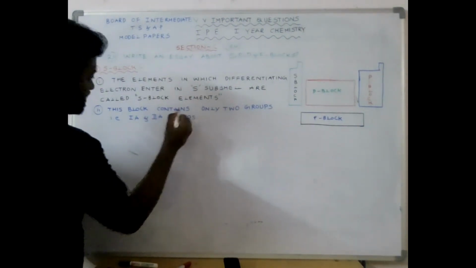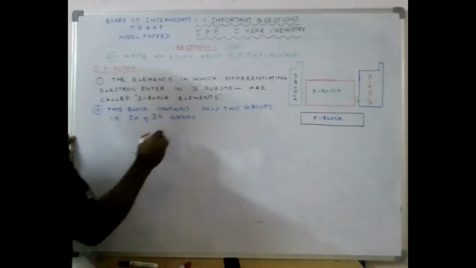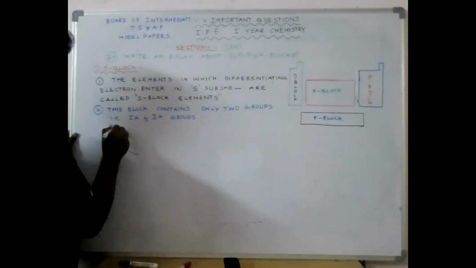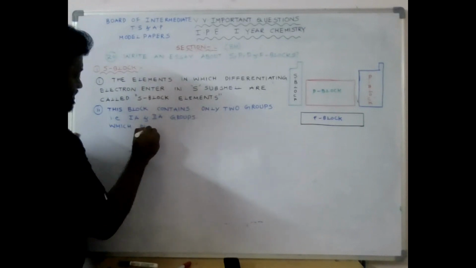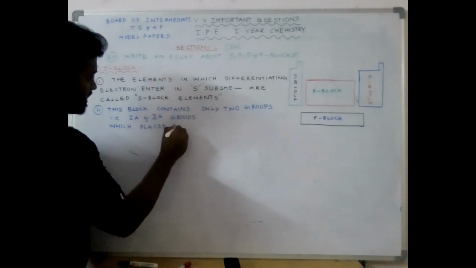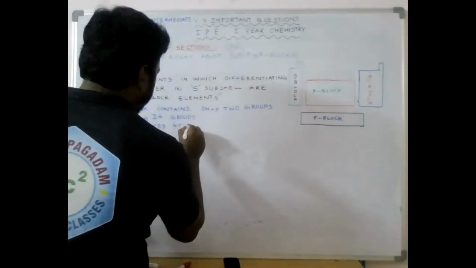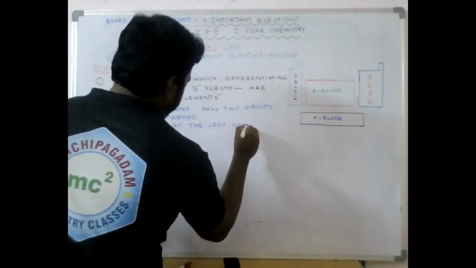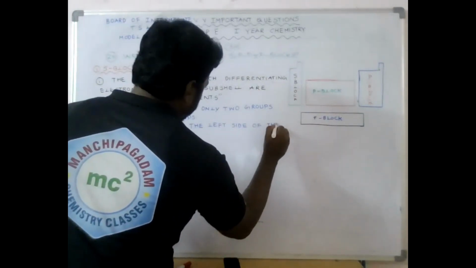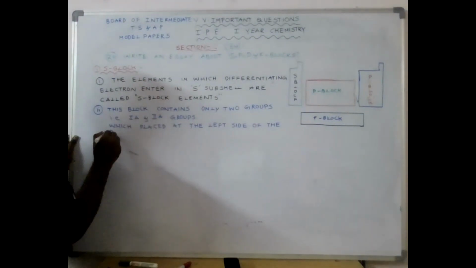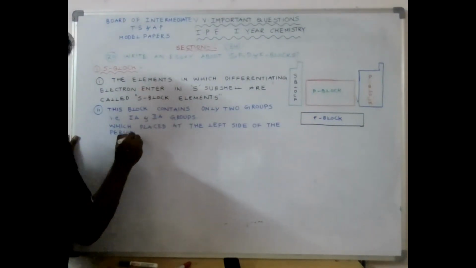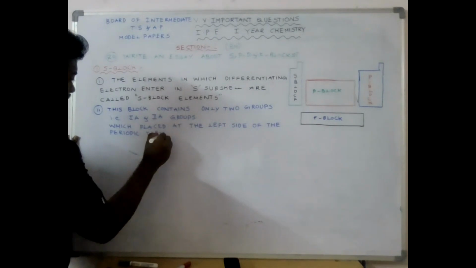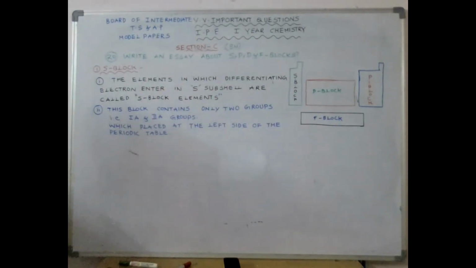Groups. Okay. Where they are placed, that also we should write. Which are placed at the left side of the periodic table. Okay, this block contains only two groups, that is first A and second A, which are placed at the left side of the periodic table. That is the second point.